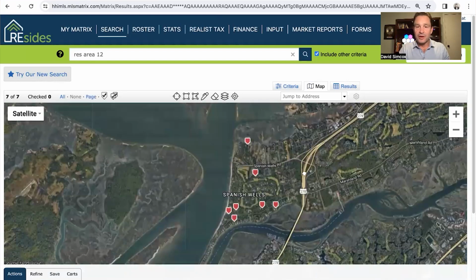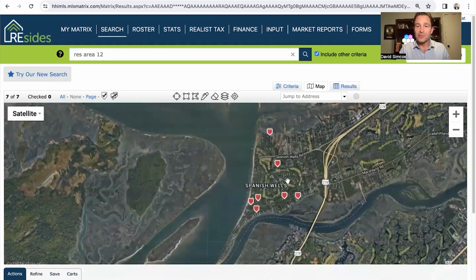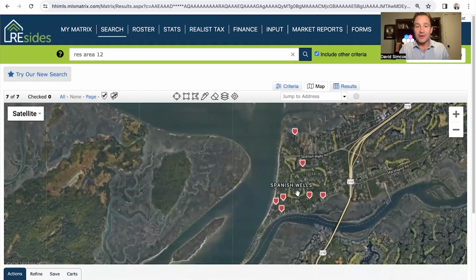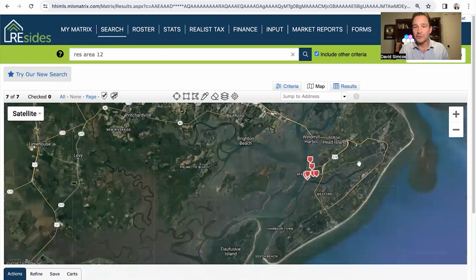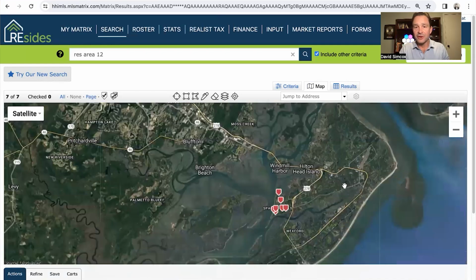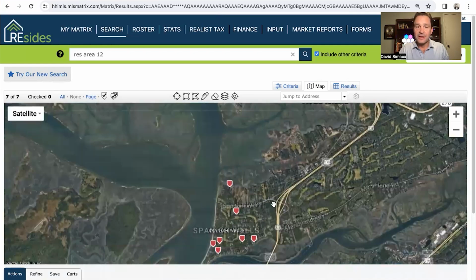Kind of a really well-kept secret over here, but it is absolutely beautiful, and there are some stunning properties in Spanish Wells. Now, not too many transactions. So again, I'll zoom out one more time so you can get a feel for where the island is and where this is at on the island.